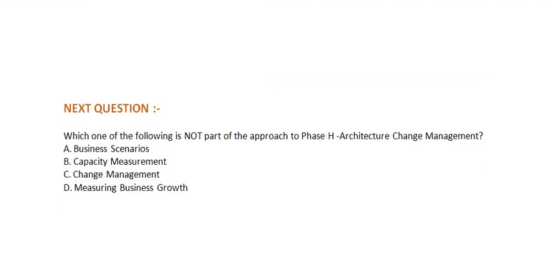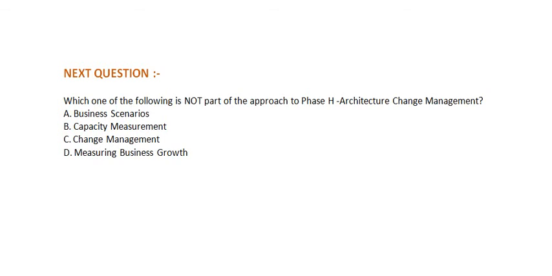Next question is, which one of the following is not part of the approach to phase H architecture change management? Option A, business scenarios. Option B, capacity measurement. Option C, change management. And option D, measuring business growth. And the correct answer is option A.